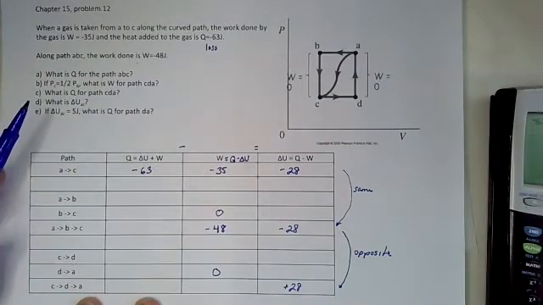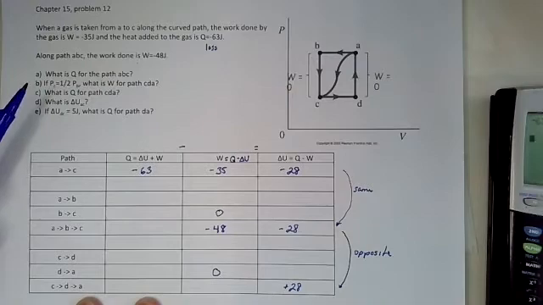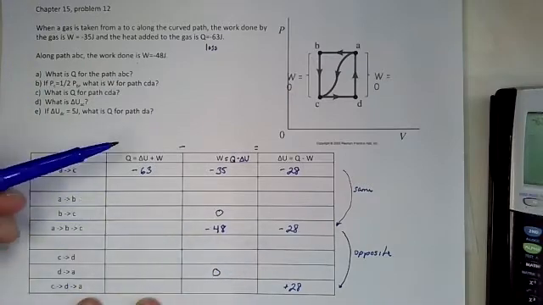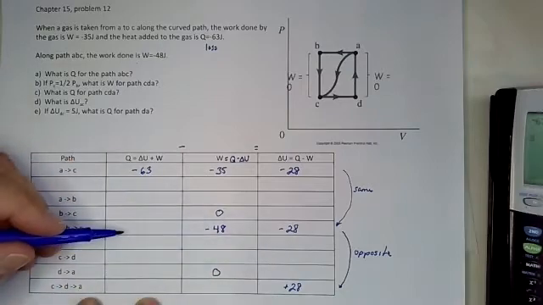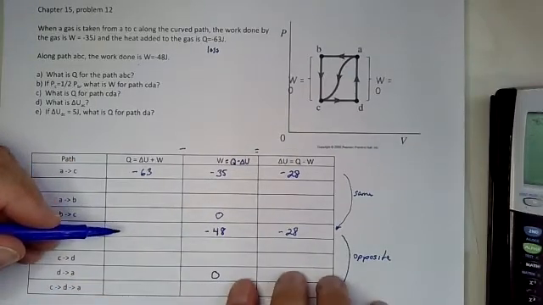All right. So we're starting to fill out this chart. This is pretty good. Now remember, anytime you know two things on a row, you can find out the third. So we know two things on this row. So we'll take a look at the heat for A to B to C.